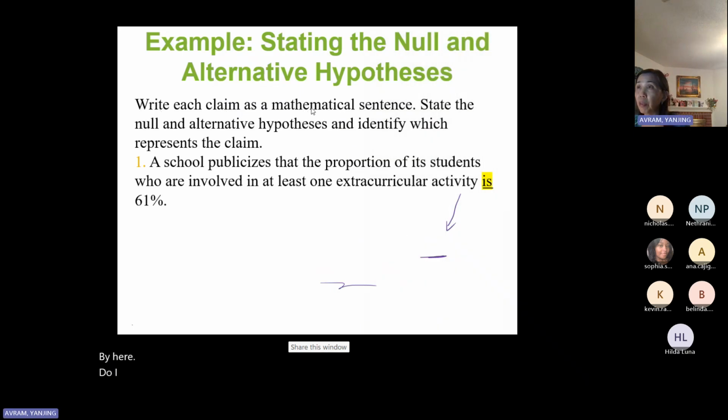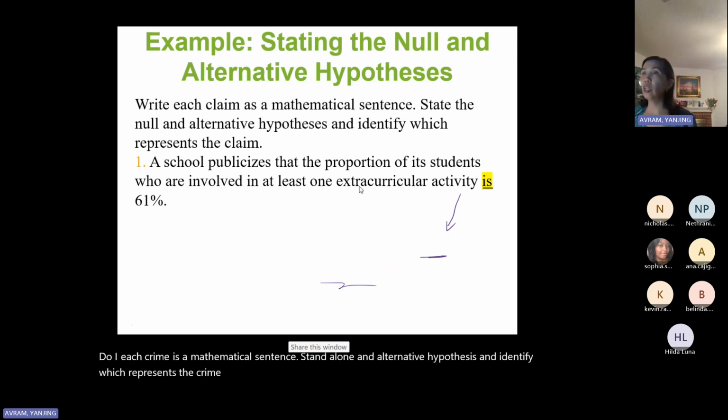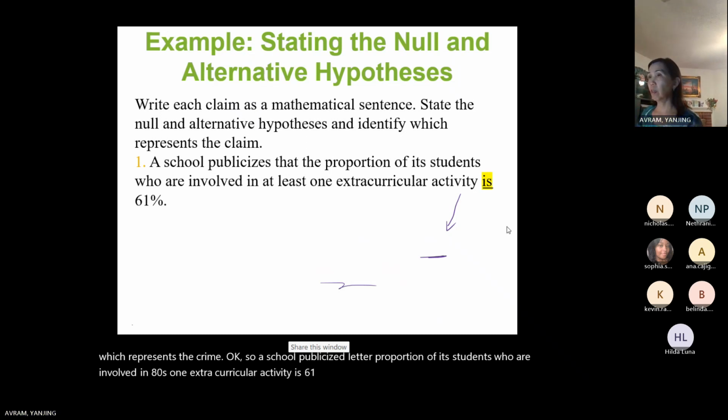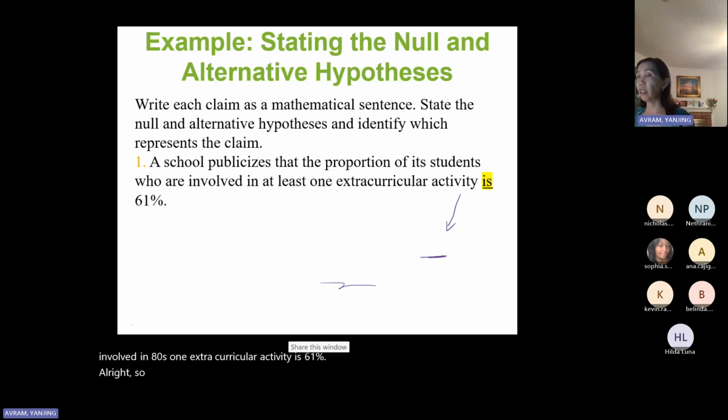Write each claim as a mathematical sentence, state a null and alternative hypothesis, and identify which represents the claim. Okay. So a school publicizes that the proportion of its students who are involved in at least one extracurricular activity is 61%. All right, so what does "is" mean in here? "Is" means equal, okay, equal. So you have mu equal to 61%, or 0.61.